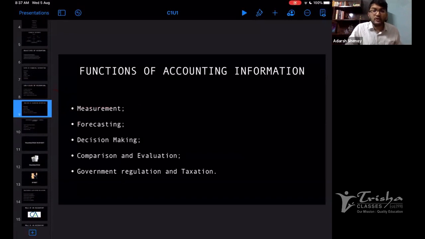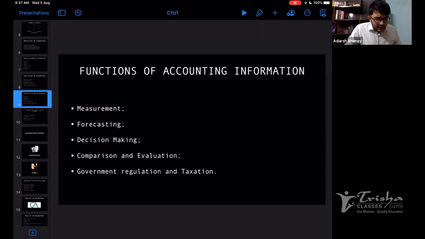Then functions of accounting, we discussed what does accounting do? What does it exactly do? It helps you in measuring, forecasting, decision making, comparing and evaluation, and government rules and regulations, that is regulation and taxes. So for this also the government will use the accounting information.